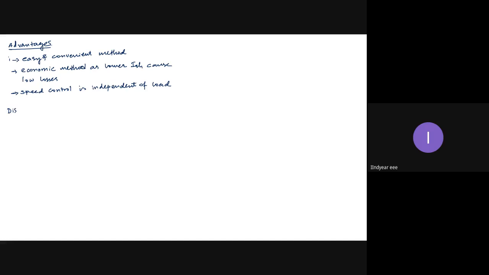Disadvantages. The first main disadvantage is I can control the speed only above the rated value. Speeds only above the rated value can be controlled.